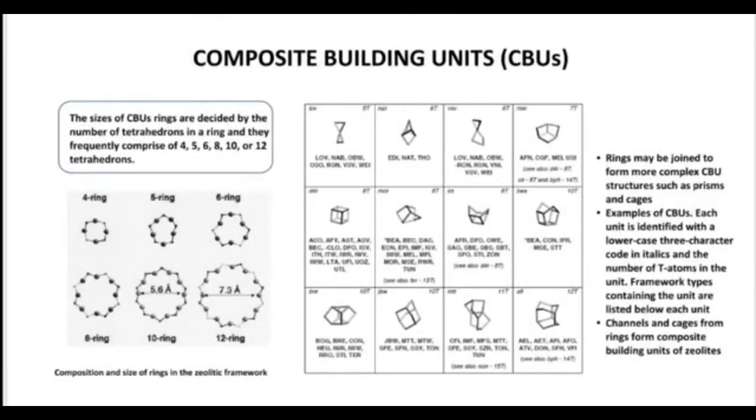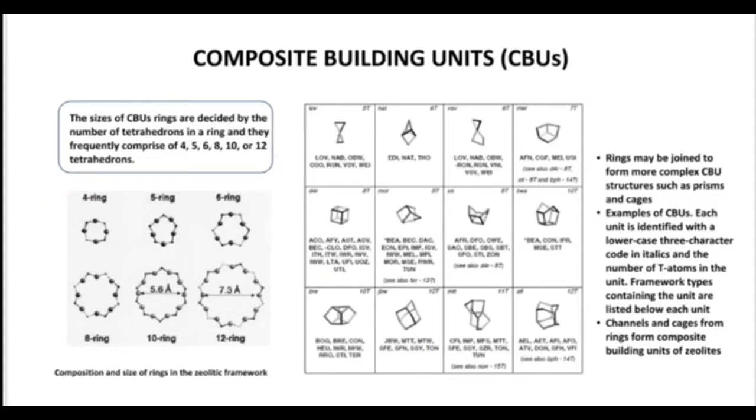So in CBUs, they may contain other components such as double rings, concrete cages, and alpha cavities, which we know as the composite building units. From this figure, we can see that there are many examples of composition and size of rings in the zeolitic frameworks, where the most common example of a composite building unit is the ring, whose size is decided by the number of tetrahedrons in a ring, followed by the characterization and naming. Zeolite rings frequently comprise 4, 5, 6, 8, 10 or 12 tetrahedrons.